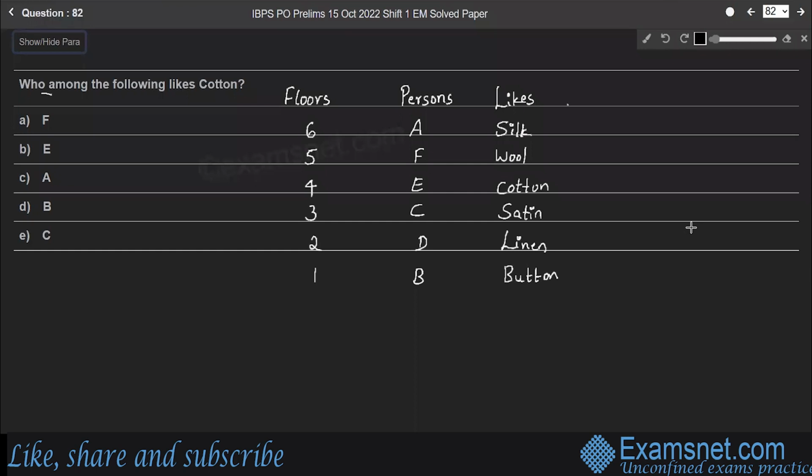Question 82. Who among the following likes cotton? Here, person E likes cotton. Therefore, option B is the right answer.